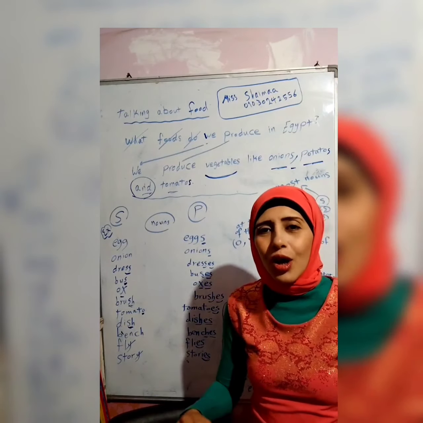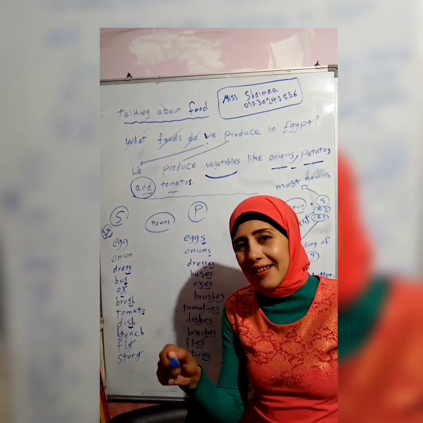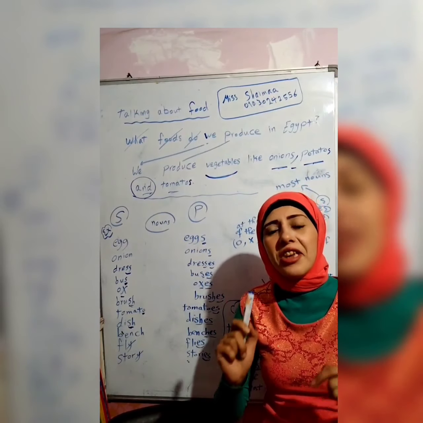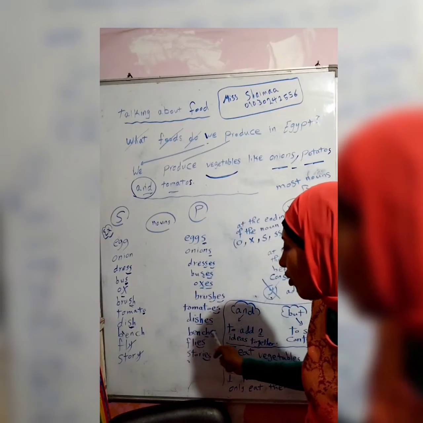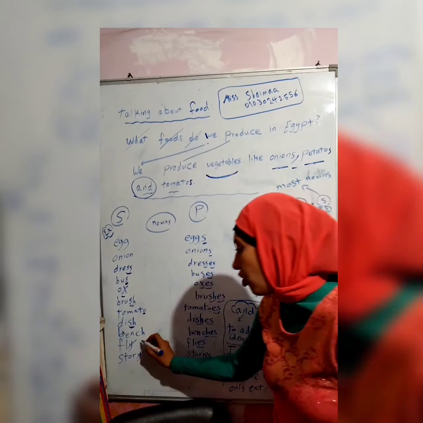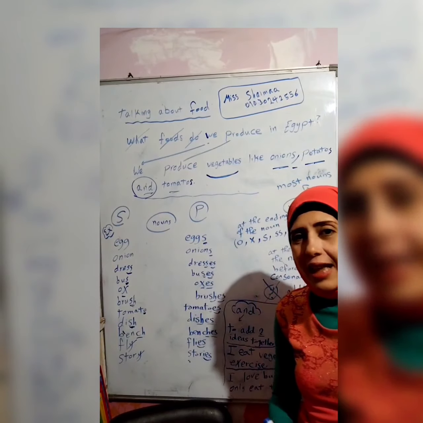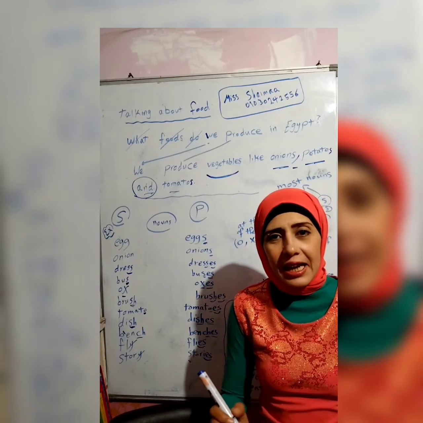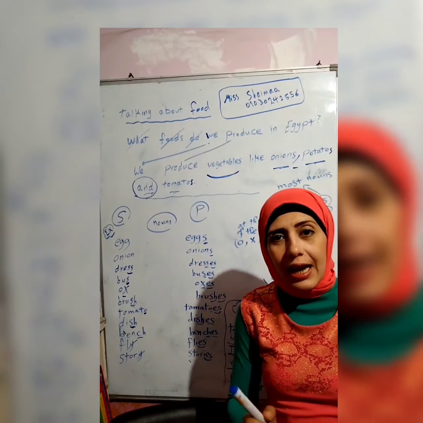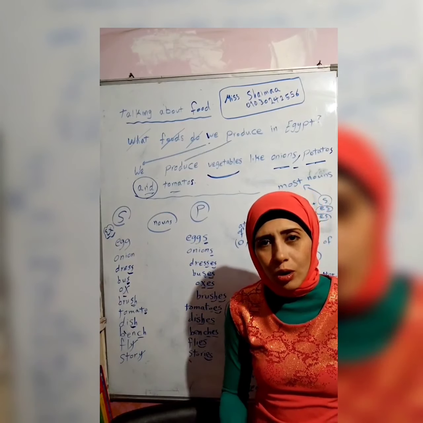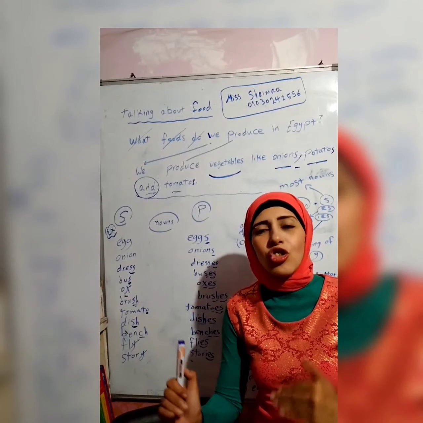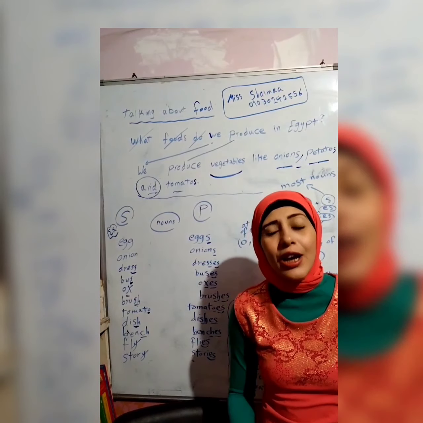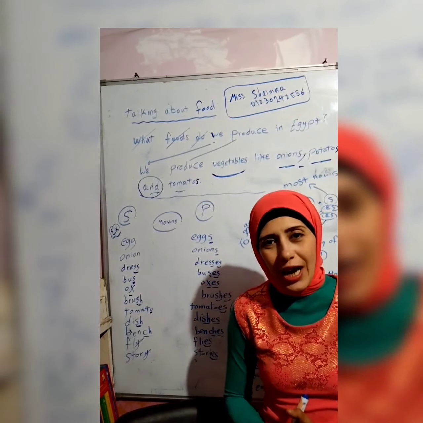Look here, dish. At the ending, S and H. The same rule. Put what? Put ES to change this noun from singular noun to plural noun. Dish, dishes. Okay? Bench. At the ending of this noun, two letters C and H. The same rule. Put at the ending of this noun ES to change it from singular noun to plural noun. Okay?